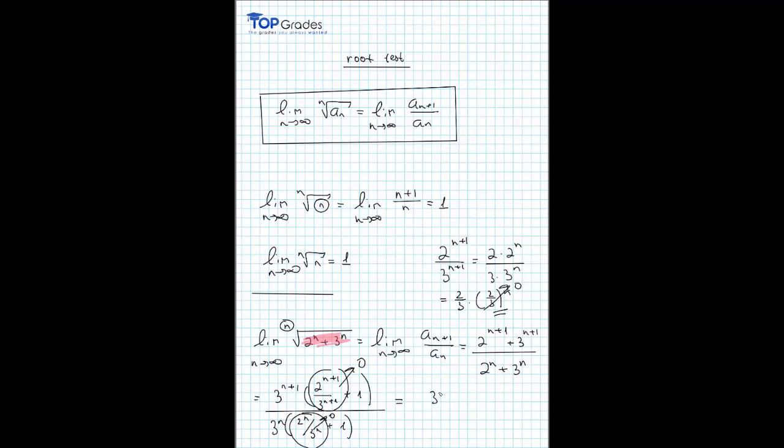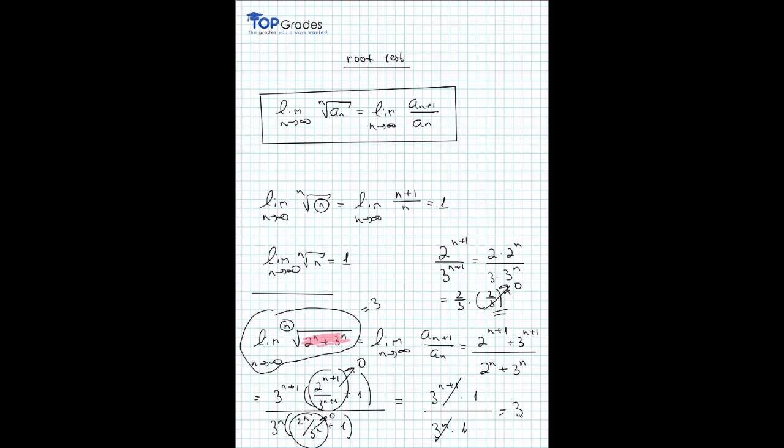And we got 3 to the power of n plus 1 multiplied by 1 divided by 3 to the power of n, multiplied by 1. These cancel each other and we got 3. So the limit of this sequence is also 3. Pay attention, it's not infinity because 3 is bigger than 1. It's 3, because the root test tells us that both limits are the same.